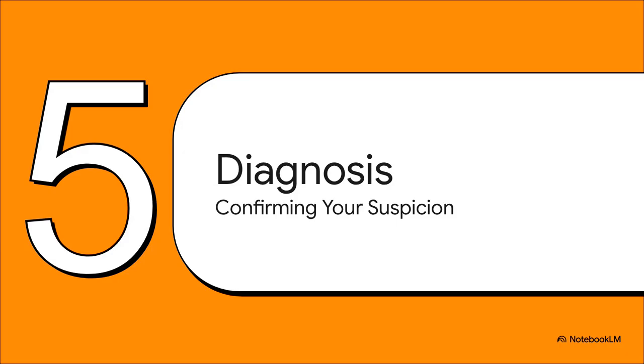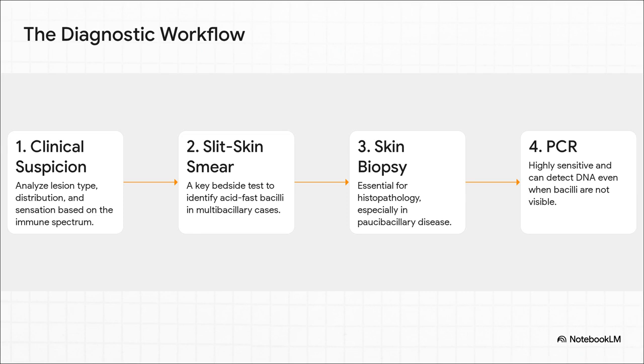So you've analyzed the patient, you've placed them on the immune spectrum in your mind, and you've got a working diagnosis. Now, how do you prove it? Your workflow needs to be methodical. It starts with your clinical suspicion, guided by everything we've talked about. For a suspected multibacillary case, a slit skin smear is a quick, invaluable bedside test.